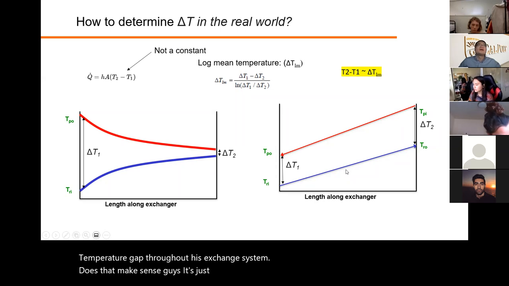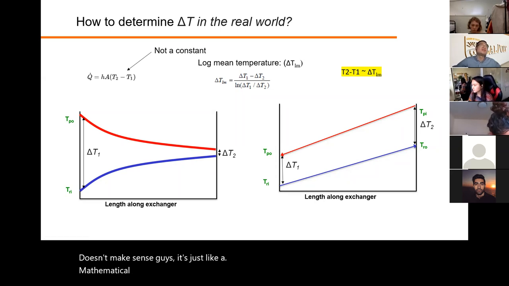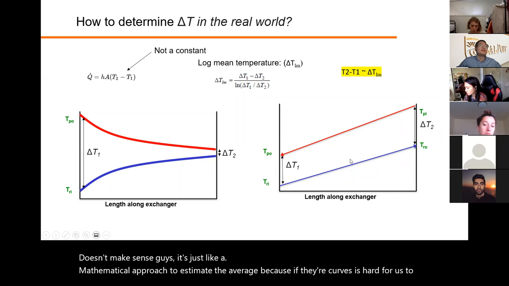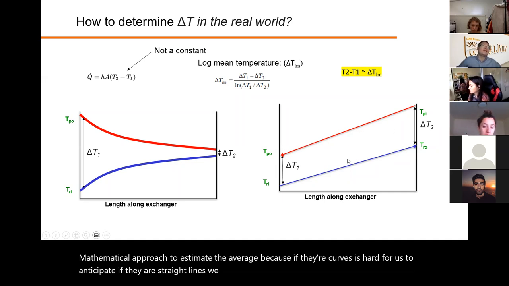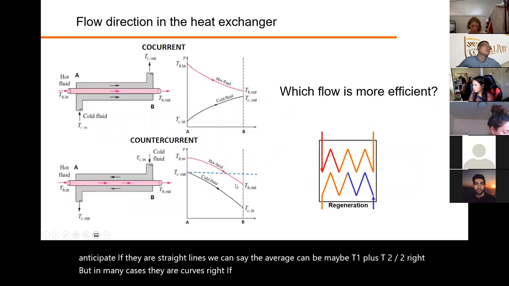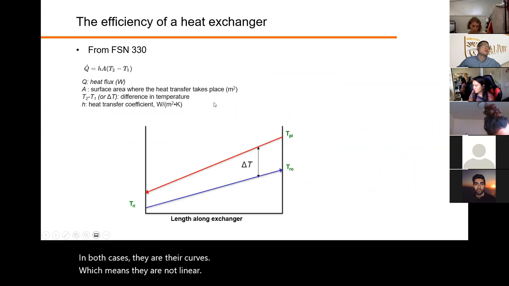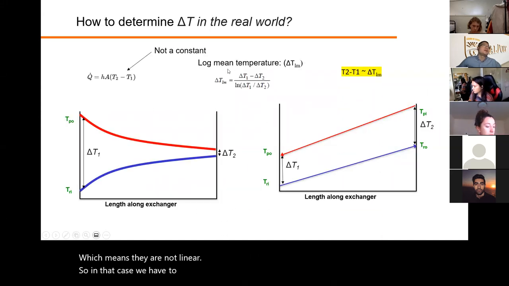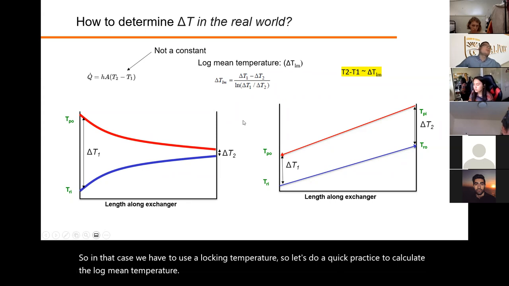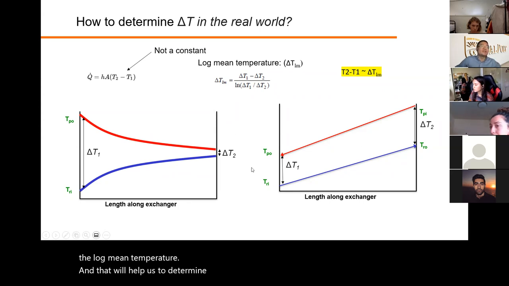It's just a mathematical approach to estimate the average, because if they are curves, it's hard for us to anticipate. If they are straight lines, we can say the average can be maybe T1 plus T2 divided by two, right? But in many cases, they are curves. If you look at the real case, in both cases they are curves, which means they're not linear. So in that case, we have to use a log mean temperature. Let's do a quick practice to calculate the log mean temperature, and that will help us determine which flow type is more efficient here.